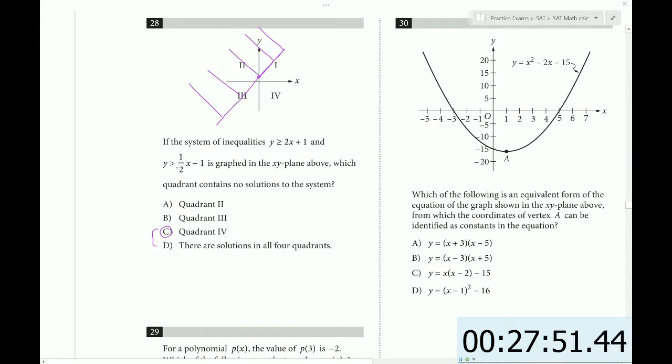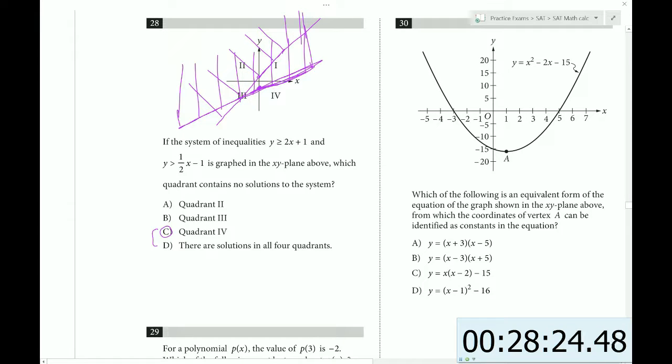Now the other one is x is greater than 1/2 x minus 1. So 1/2 x minus 1. So this would be a slope of 1/2. So it'd be kind of shallow line here. But we have greater than. Okay. So there is definitely going to be some overlapping solution space in 1 and 3 and 2.